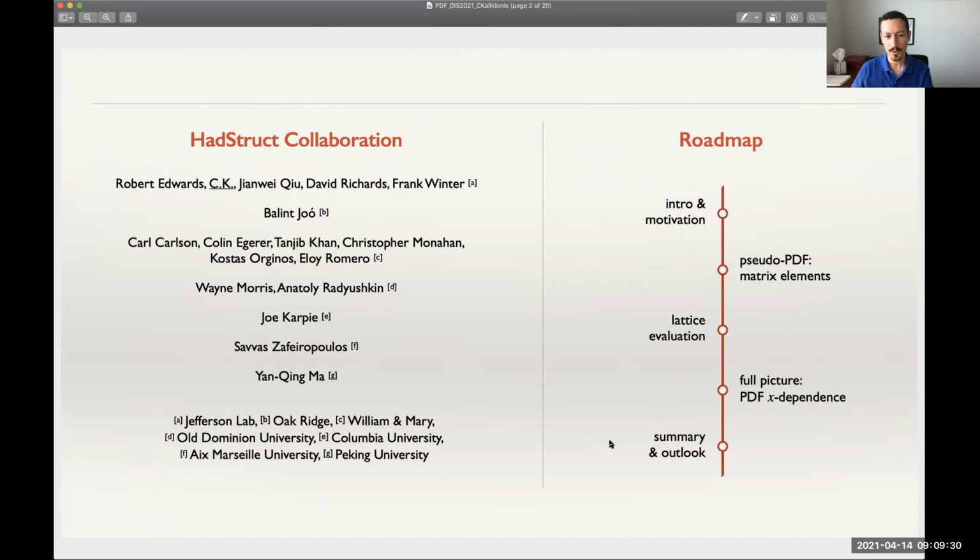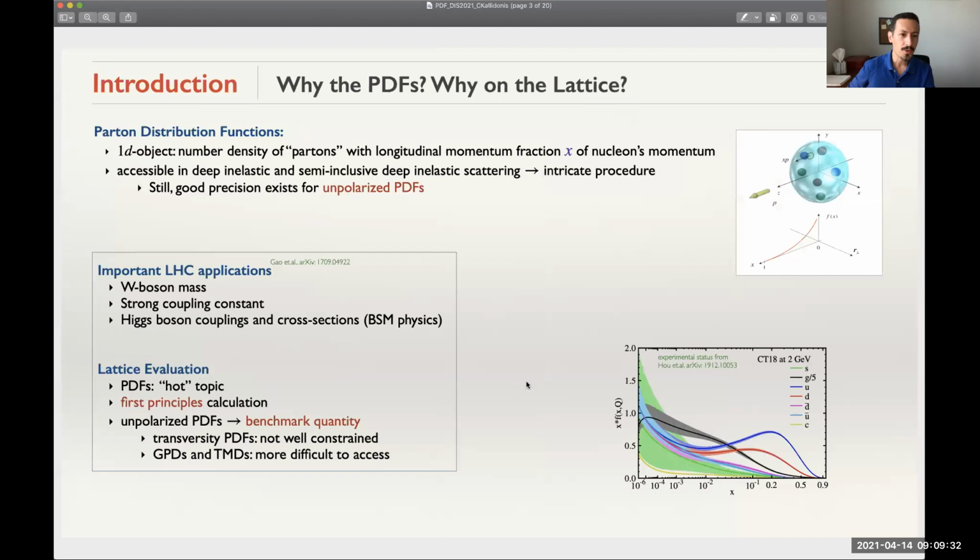And finally, I'll conclude. All right, so the parton distribution functions, or PDFs, in the parton model, have a probabilistic interpretation as the number density of partons with a longitudinal momentum fraction x of the nucleon momentum. These objects are accessible in deep inelastic and semi-inclusive deep inelastic scattering experiments. And even though this is a difficult procedure, there is still some good precision for the unpolarized PDFs.